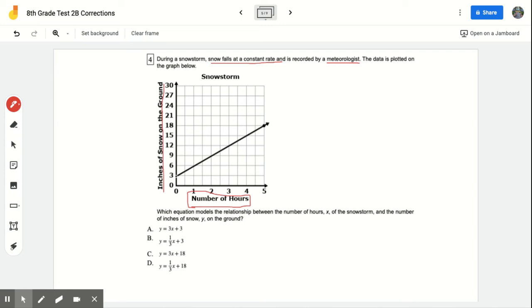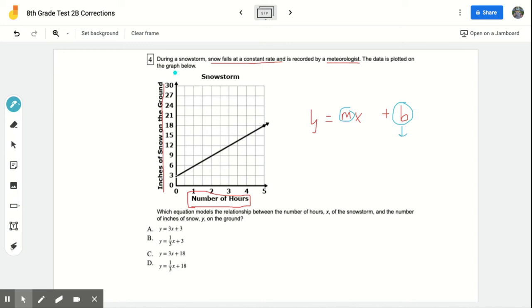All right, so let's take a look and see which equation models the relationship between the number of hours, X, in the snowstorm and the number of inches of snow, Y, on the ground. So remember, all of your equations will be written as y = mx + b. You could start off with either one of these, the m or the b. b is the y-intercept, m is the slope. b is where it crosses the y-axis.